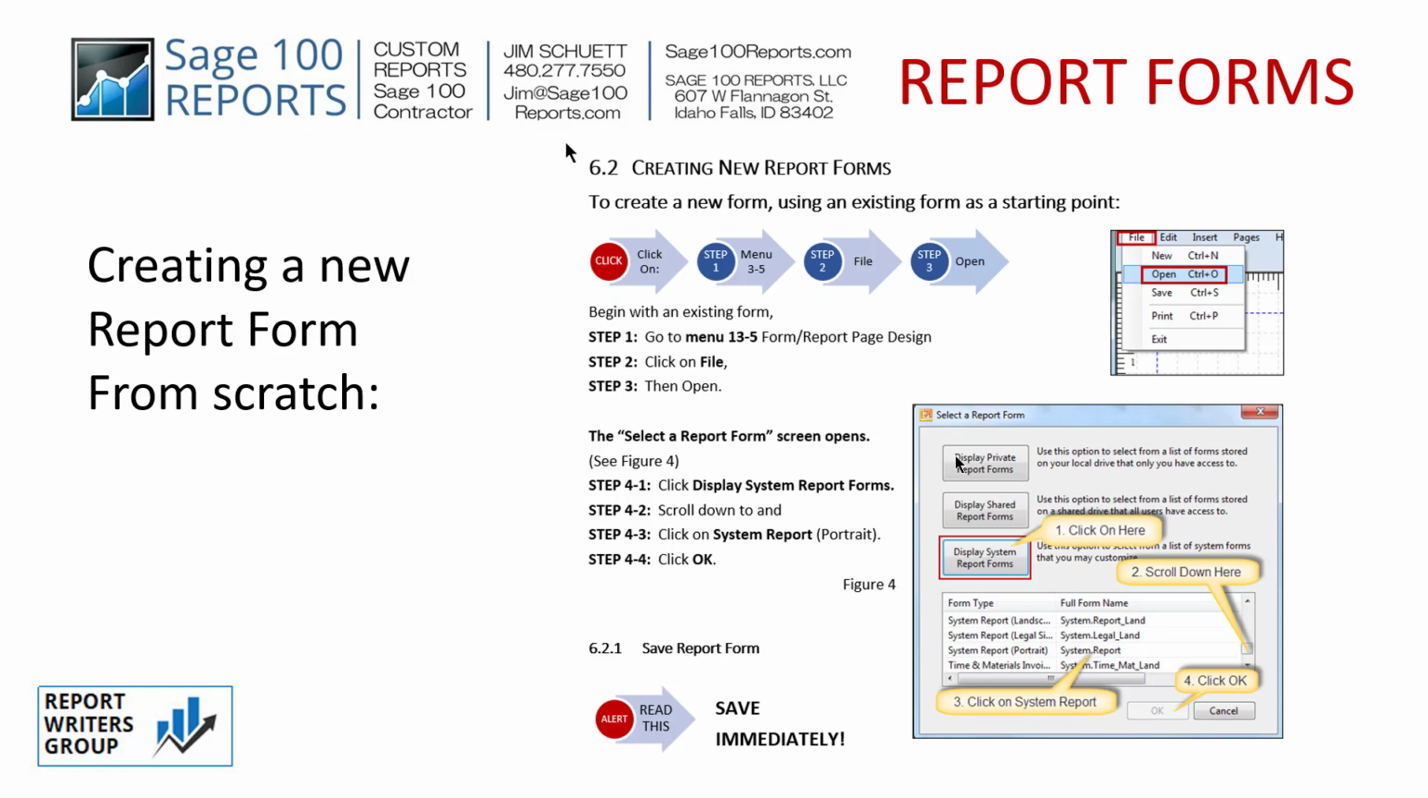Now that was showing how to open up an existing report form. But how do you start from scratch? To create a new form using the existing form as a starting point, you'd go to the menu 13.5, Form Report Page Design, and then click on File and then Open, which is up here. File, Open.